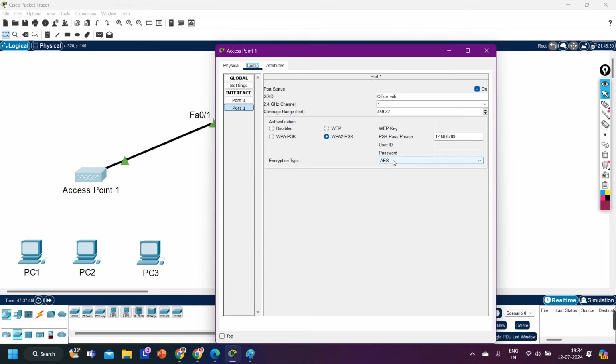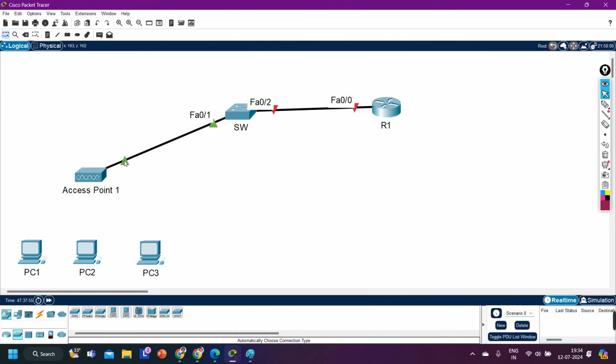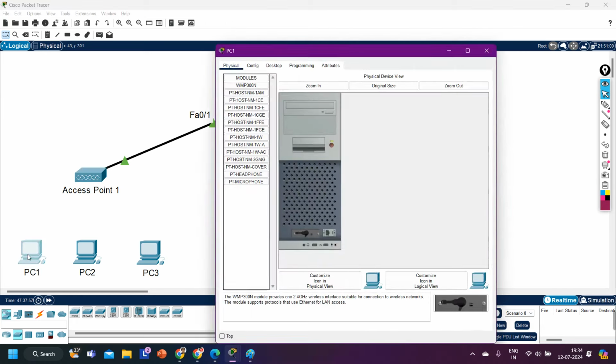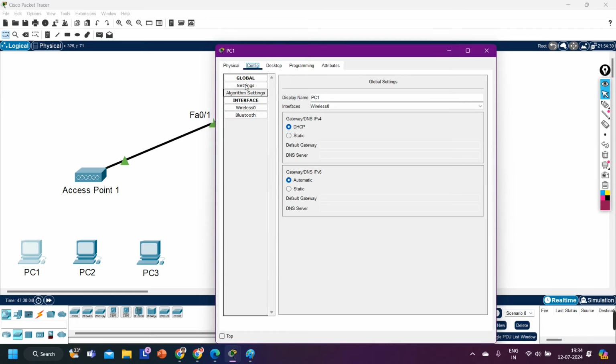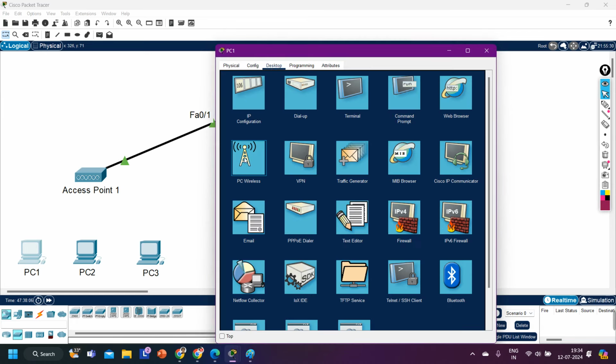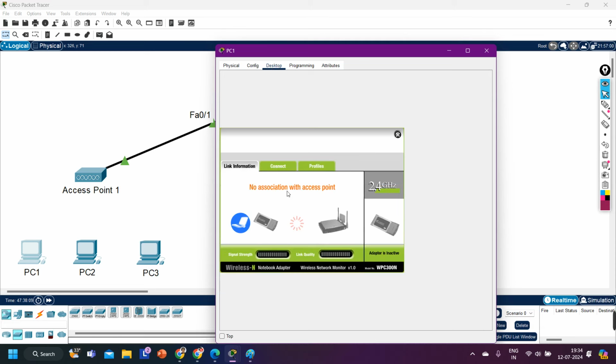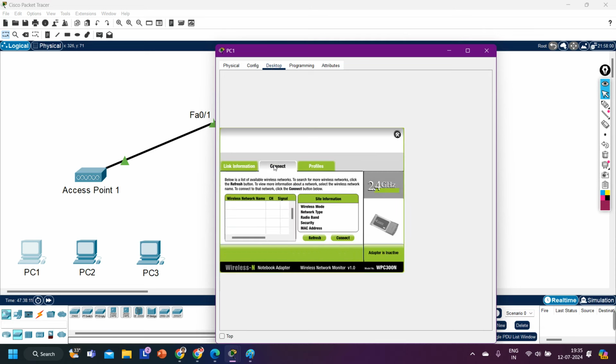I have set the security configuration and the encryption algorithm. I have set the password, I have set the SSID. Now if my client machines scan for an AP, by sending a probe message, they will discover this AP here, right? So go to the wireless section, wireless PC, and here if you scan, it says it is scanning. Click on connect and click on refresh. So this client machine can discover the AP.